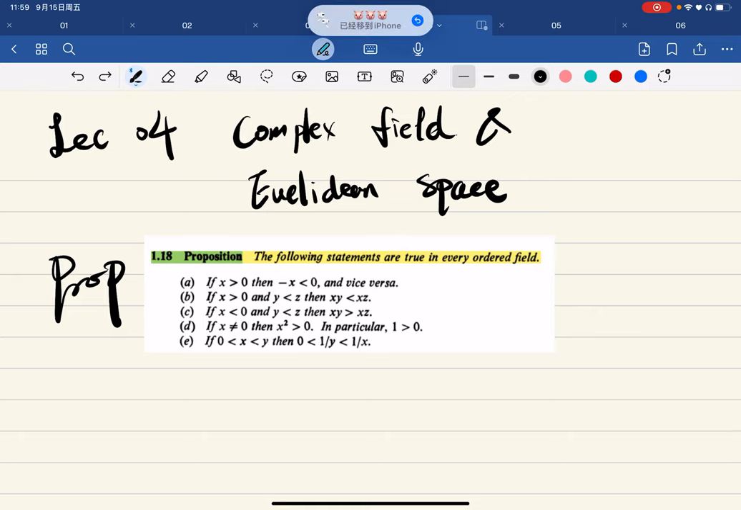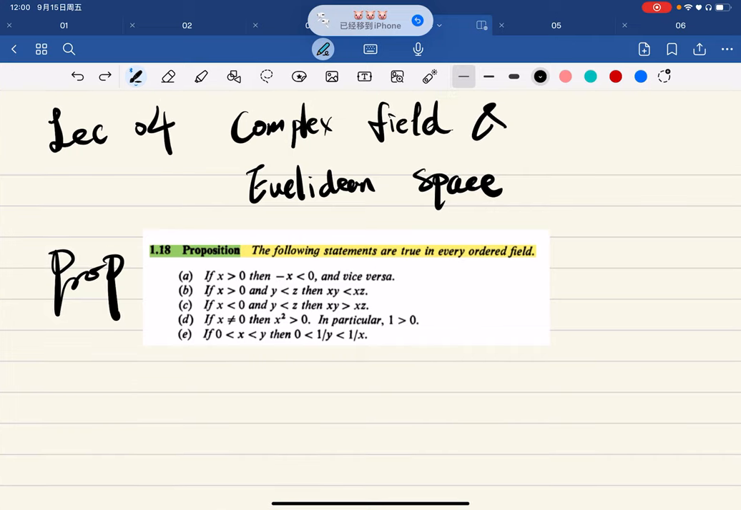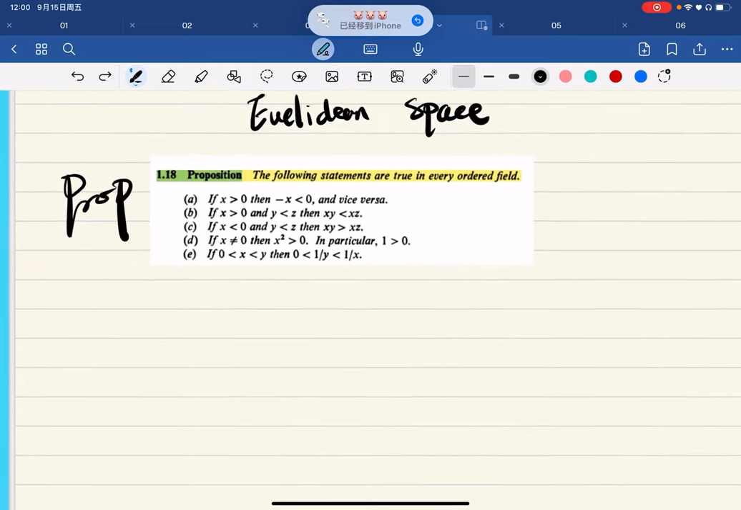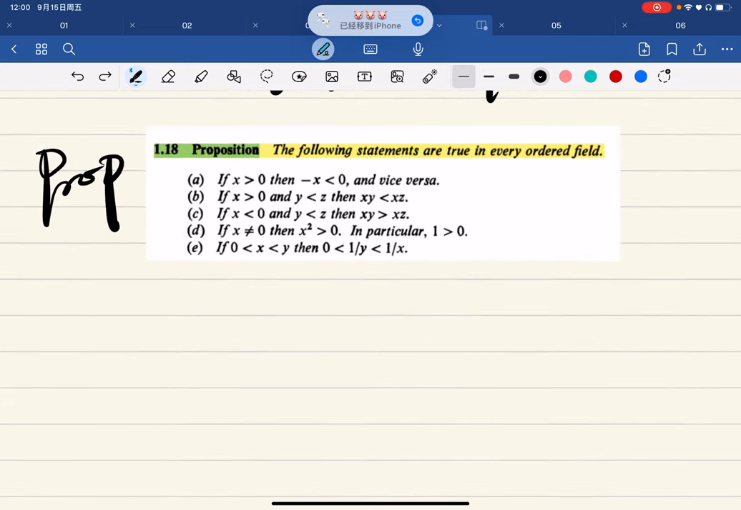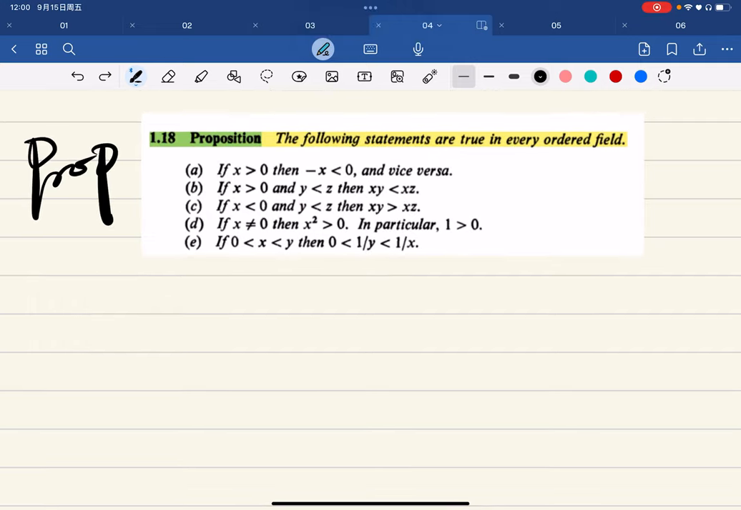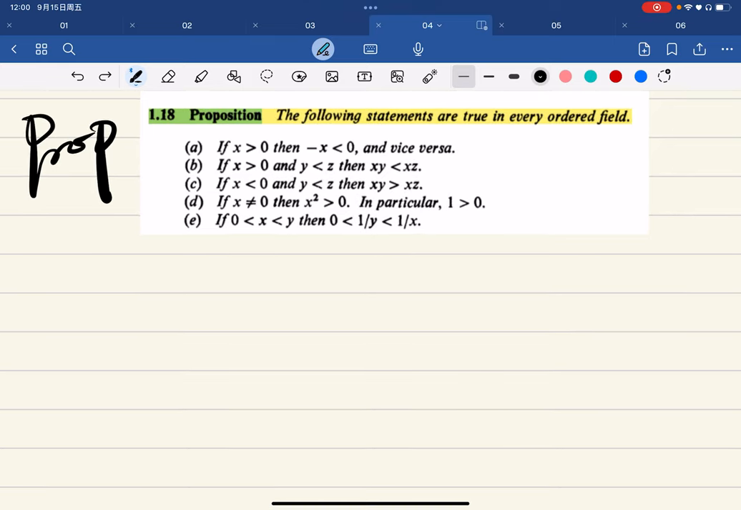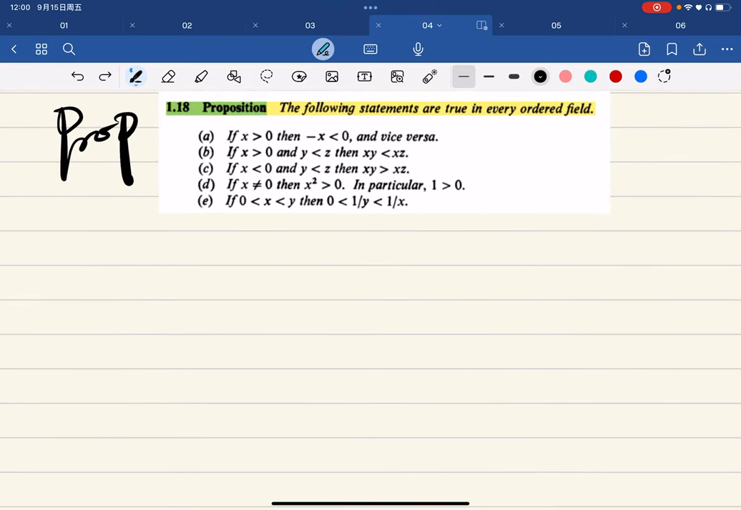Fields and Euclidean space. In the last chapter, we focused on the real field. Before starting our lecture, we have some propositions we have to prove, and we're going to use them later when we are discovering properties of the complex field. So just look at this proposition and we're going to prove it.